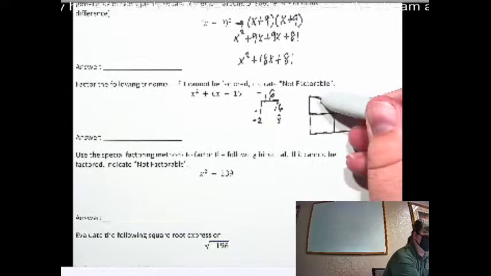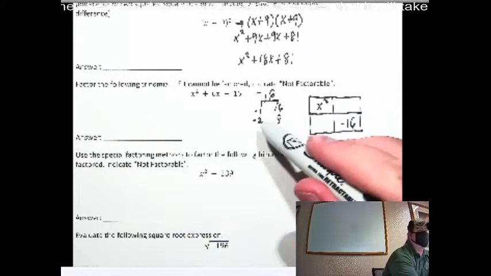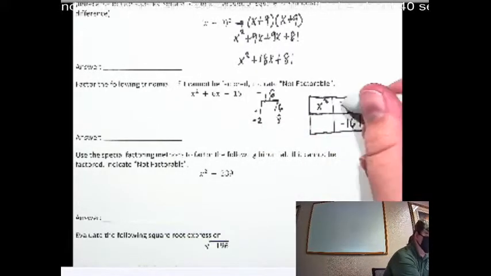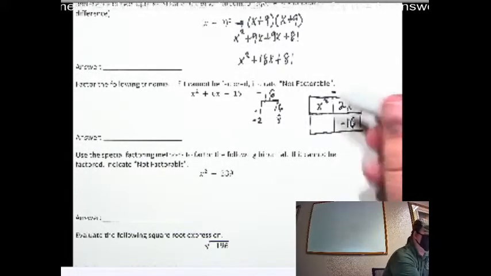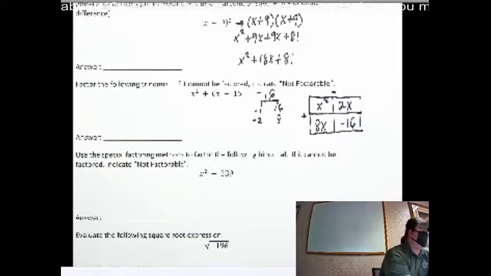in our box method. Our first term is x squared. Our last term is negative 16. Then these two are just these two numbers. So we have negative 2x and positive 8x.